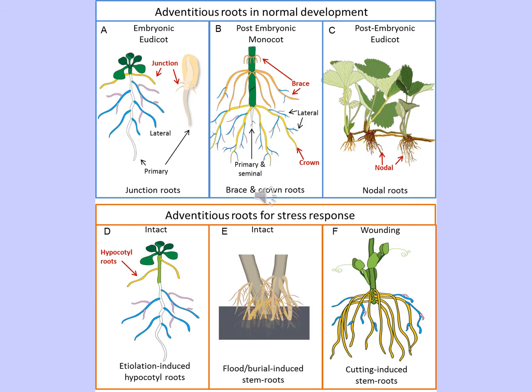The bottom part of this image shows you examples of adventitious roots that are a result of stress response. In box D, it's showing roots forming off the stems of this little plant as a result of low light. And then the middle one, intact roots: flooded stems sometimes will grow roots off of the stem, and wounded stems will grow roots off of them. That last one, box F, is like what we're going to be doing, cutting-induced roots, adventitious roots that are forming off of a stem.